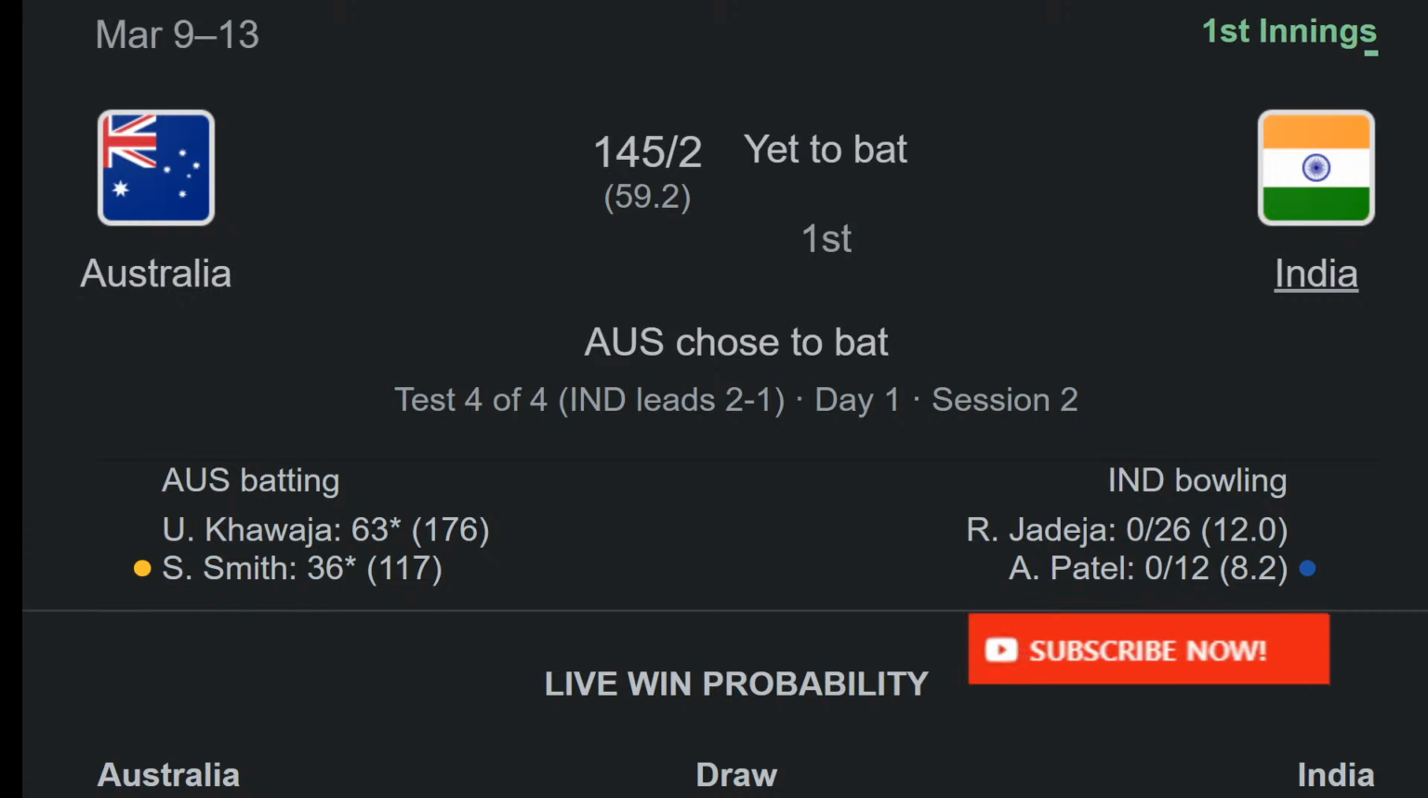145 for the loss of 2 wickets. Smith plays the ball directly to the bowler. No run. 145 for the loss of 2 wickets, 59.3 overs. Forward defense by Smith.